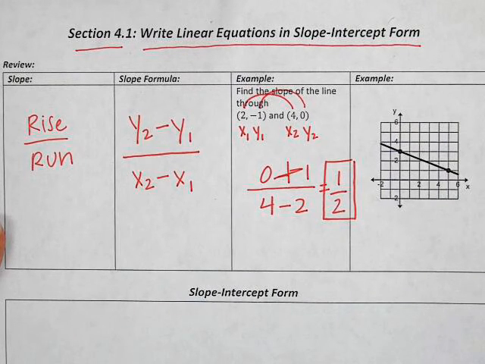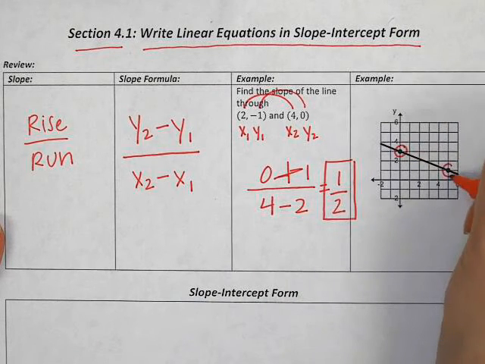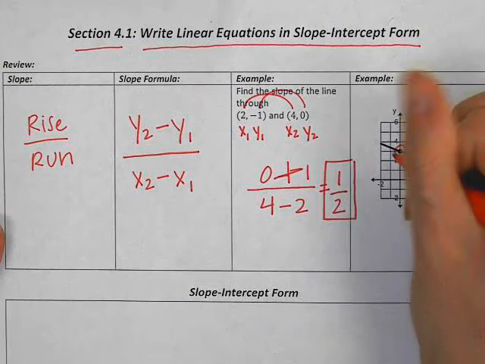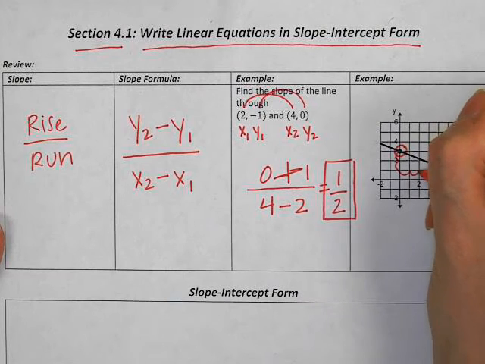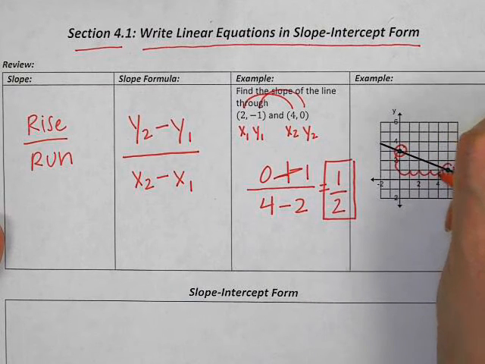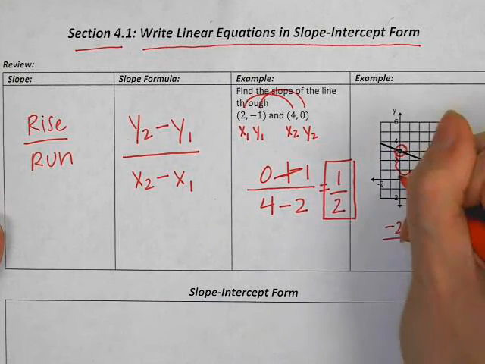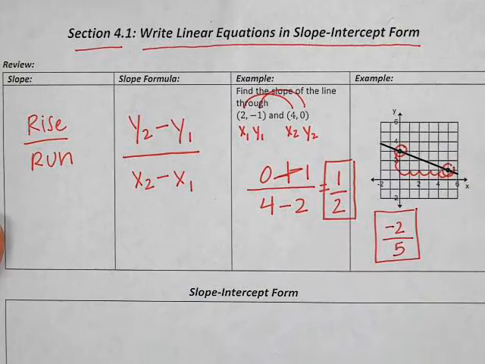And then off of a graph, you just count from one point to the other. Always go up or down first, and then left or right. We're going down 2 over 1, 2, 3, 4, 5. So the down 2 gets negative and the right 5 gets positive. So negative 2/5.